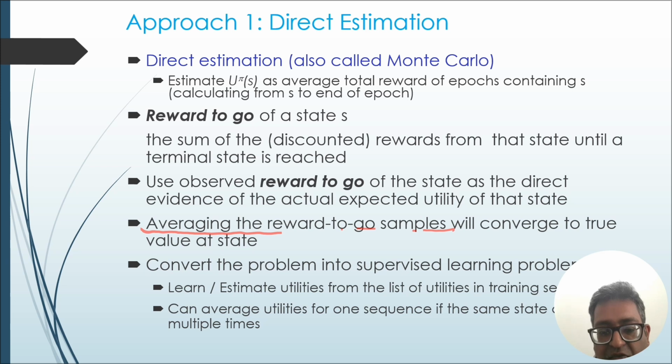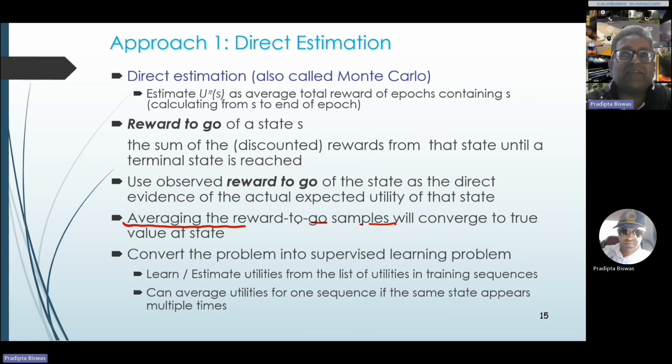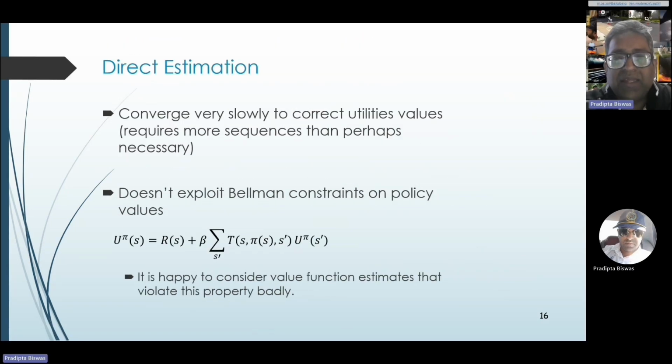So this may sound very intuitive and easy to do: we just go through the training samples or epochs, list the delayed rewards, and feed them to a supervised learning problem. Later on, you will see a similar approach when we discuss deep Q learning. It is very intuitive, but this is not the best approach. It does have a problem: it is not exploiting this Bellman constraint.